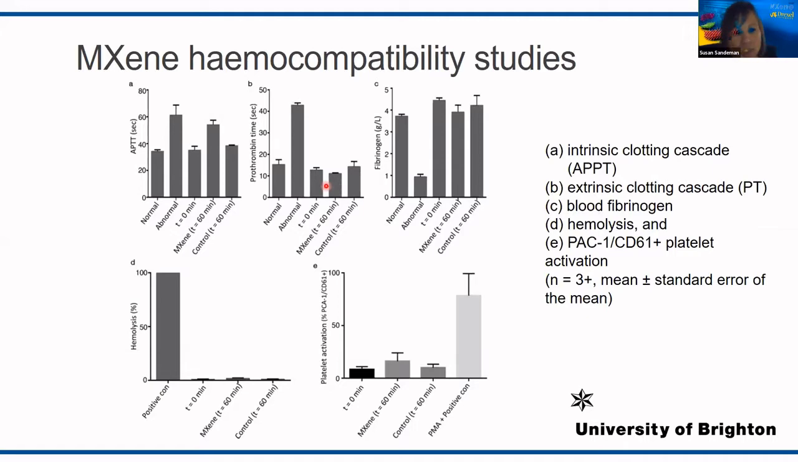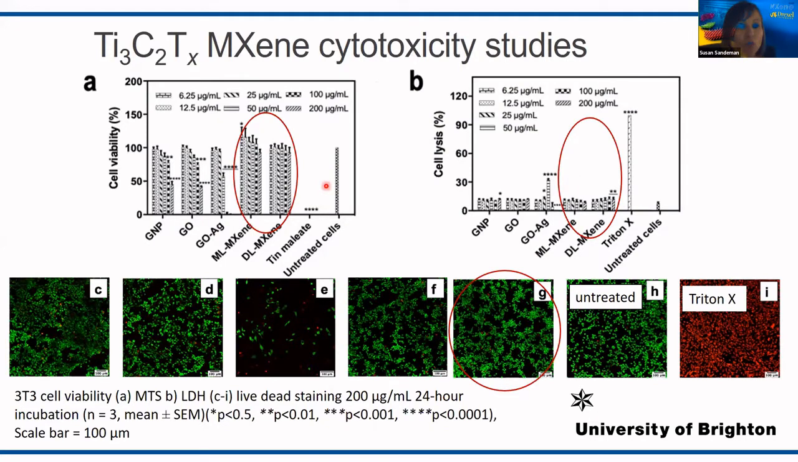of hemoincompatibility. We went on also to look at Ti3C2 cytotoxicity, and we did that using simple MTS and LDH assays, and also live dead staining with confocal microscopy. And you can see the results for multi-layered MXene and delaminated MXene here. So we showed over a concentration range up to 200 microgram per mil that the materials were not cytotoxic. They didn't lyse the cells, and the cells were alive after incubation compared to the control.